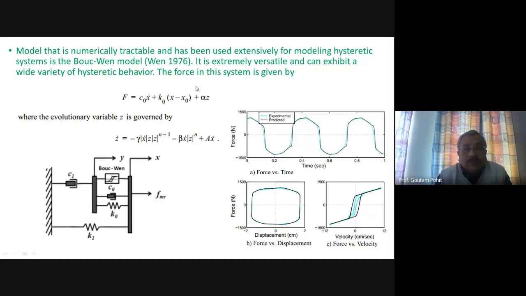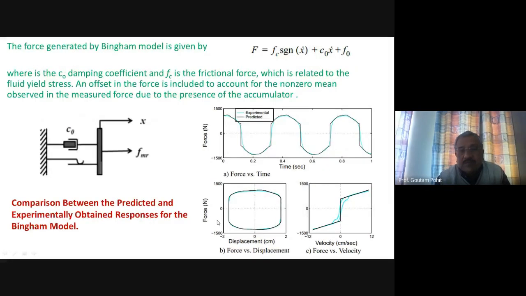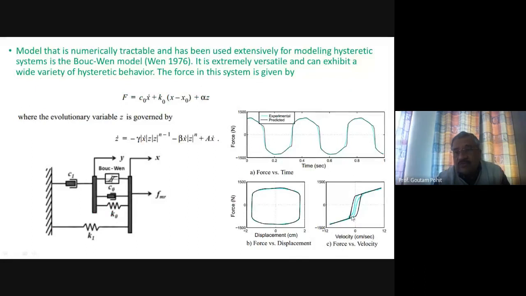So this is a complicated equation. And what is the response? Here you find that the force-time response is this one. The force-displacement response is this one. Here and here, the previous one, they are almost matching. But the improvement is here, actually, you find that. Here we can find that there is a hysteresis, but still it's not matching properly.